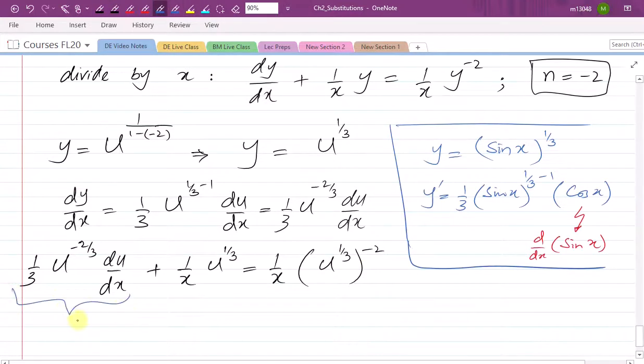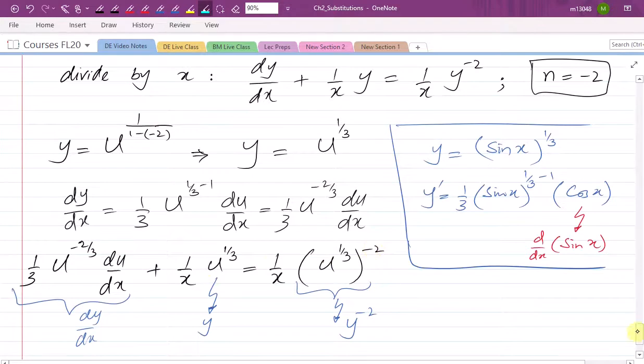This is dy by dx. This thing here is y, and this is y power minus 2. Okay? dy by dx, plus 1 over x, no change. y is u power 1 by 3 equals 1 over x, no change. y power minus 2. This is y power minus 2.